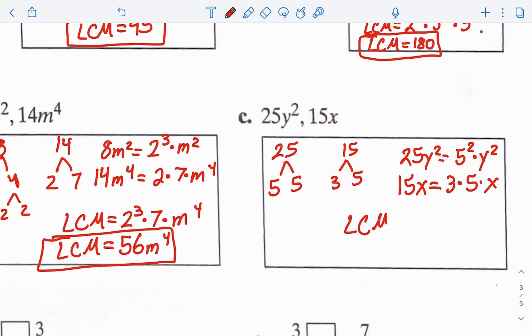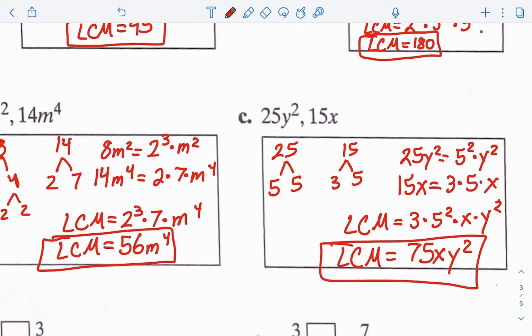So our LCM, we bring down a 3. We bring down 5 to the 2 because we need 5's represented, and that one has the highest exponent, times x times y. LCM, when you do that math, is 3 times 5 times 5, which is going to give you 75x y to the second. We should have y to the second here, right? Y to the second. 75x y to the second. All right, that wraps up part 1 of lesson 5-1.